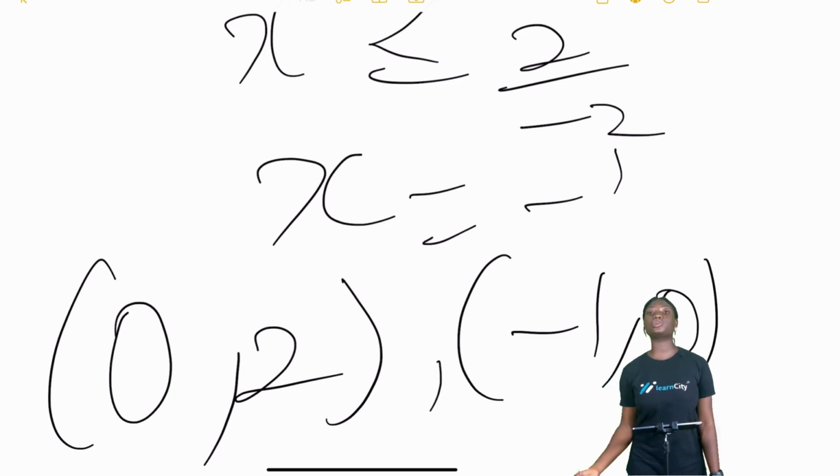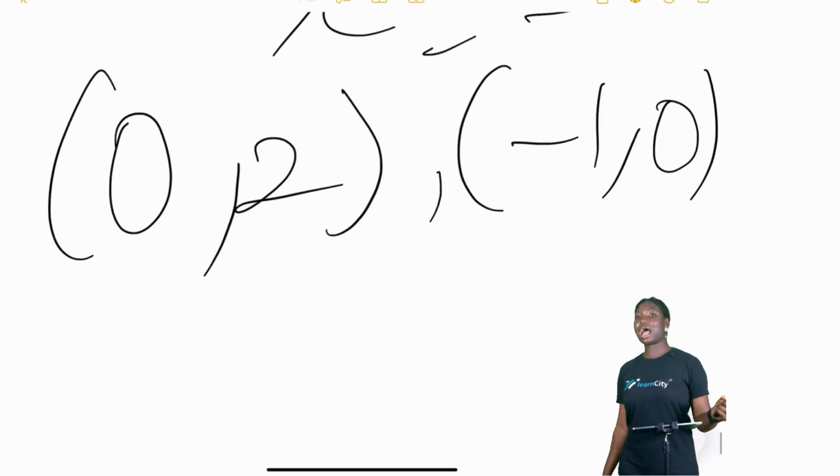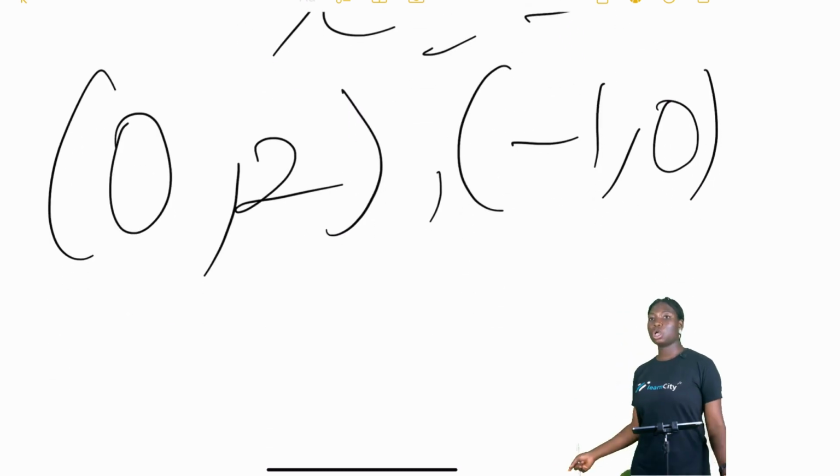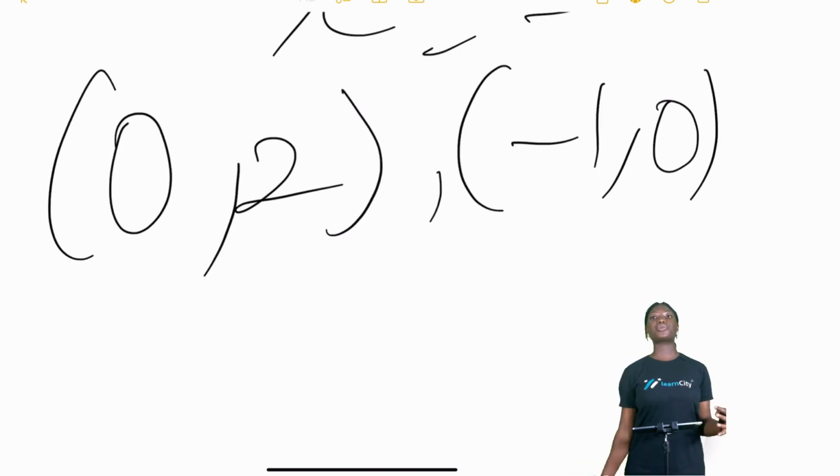And for the last one, which is y greater than or equal to 0, we have this to be y equals 0. It has no solution to that. Now what do we do? We plot it on our graph.